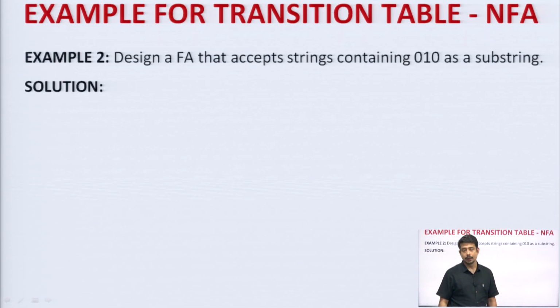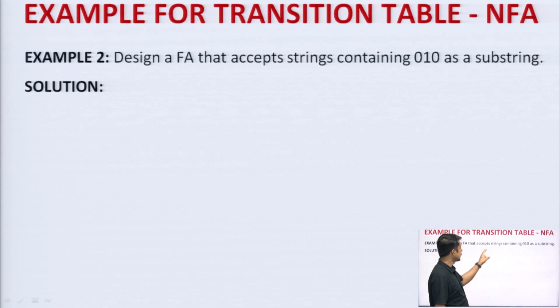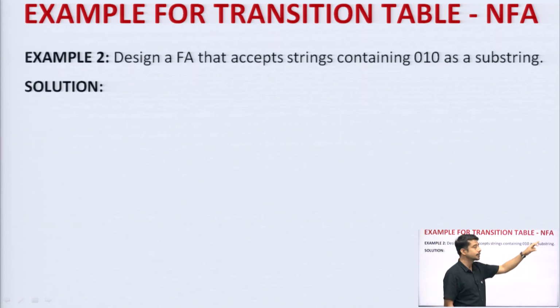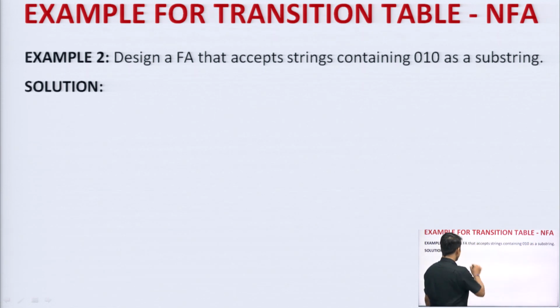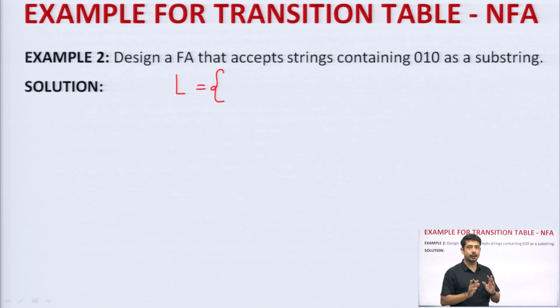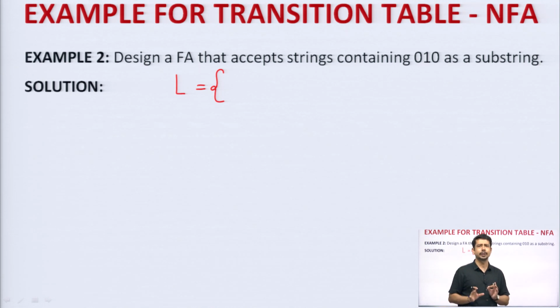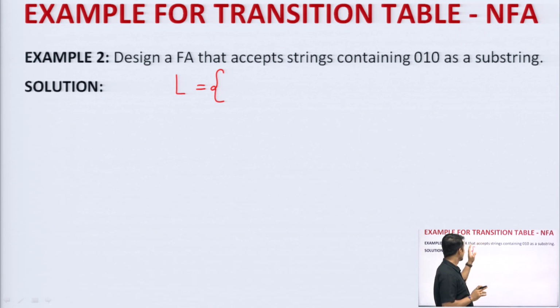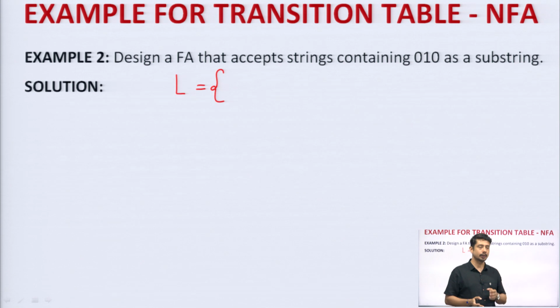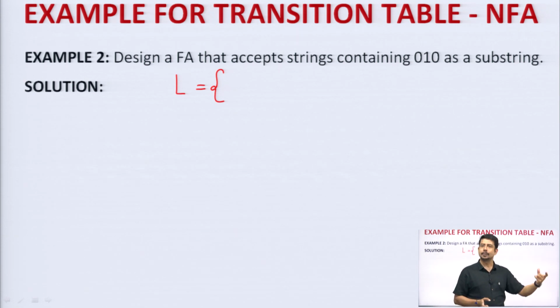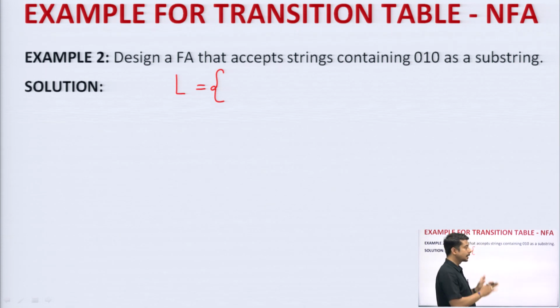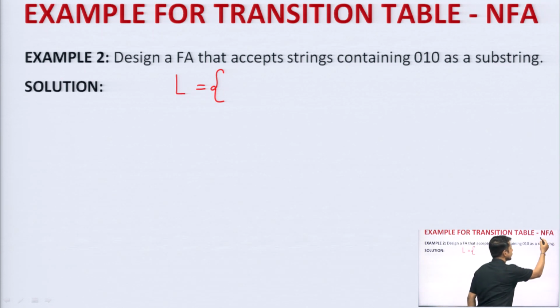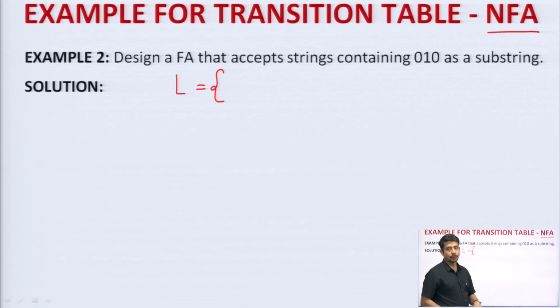Okay, example number 2. It says design a finite automata that accepts strings containing 0 1 0 as a substring. Now, let us take the language first. In the language, if we look into it properly, then what is the preliminary string that you can have? Now please don't try to focus on this particular first part, because it is asking design a finite automata. Finite automata can be NFA, can be DFA. So, you can make any one of them, but as of now we are discussing about NFA only. So, we will try to look into the NFA concept only.